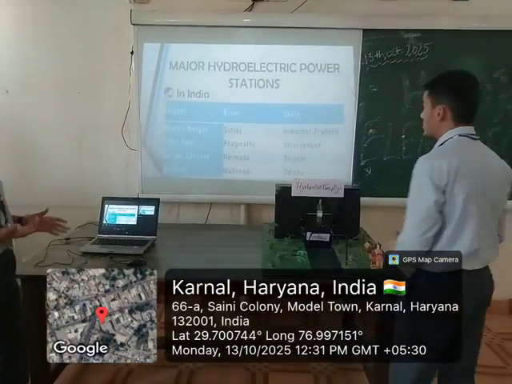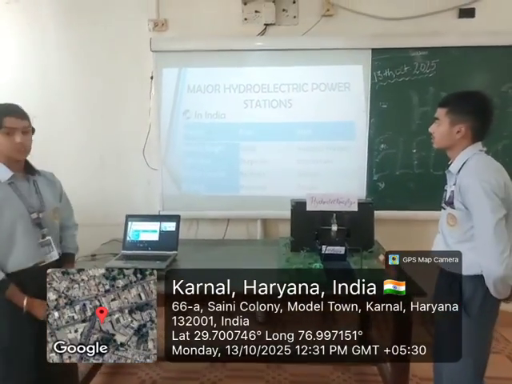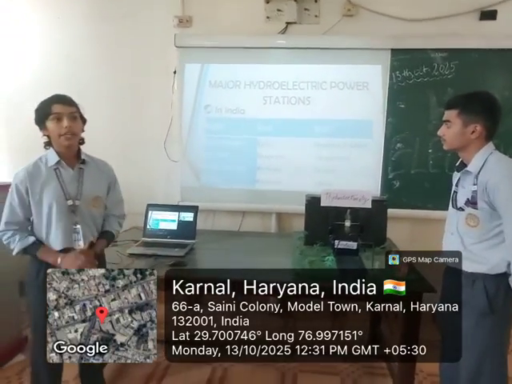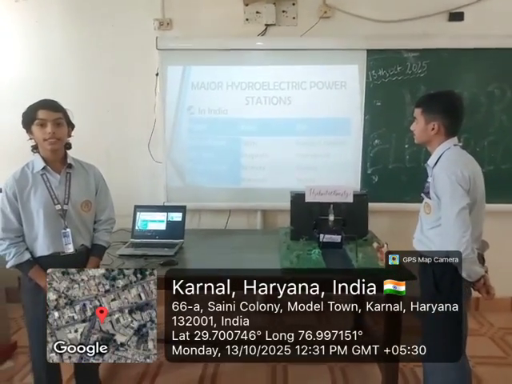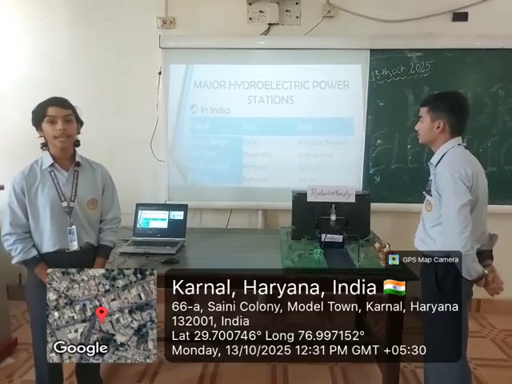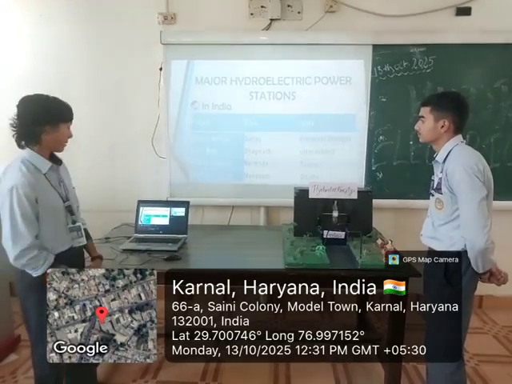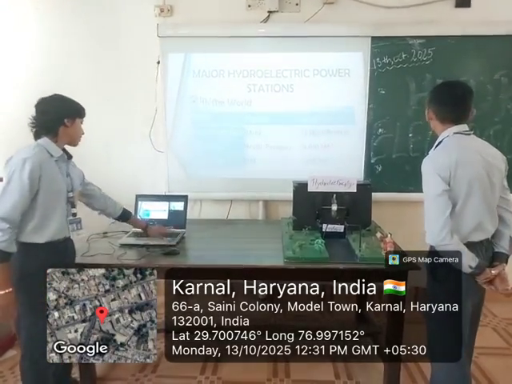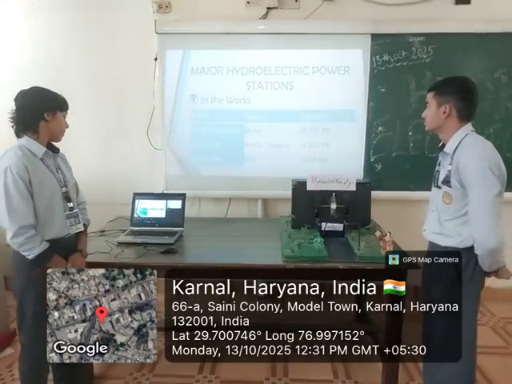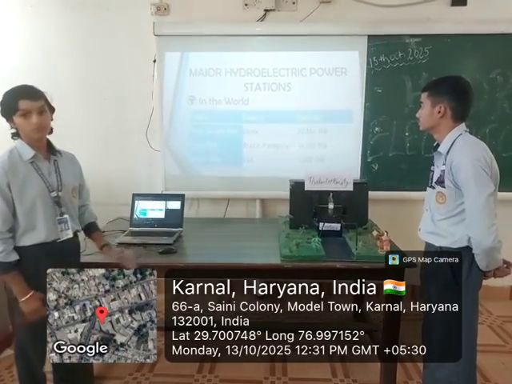There are some major hydroelectric power stations in India. India's first hydropower plant, Sivasamudram, was built in 1902 in Karnataka. These are major hydroelectric power stations in the world.